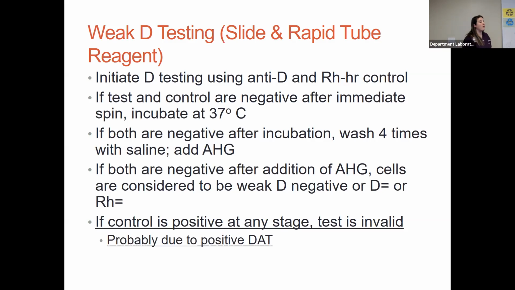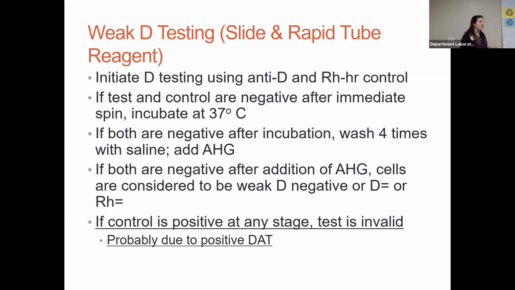If your control is positive at the AHG, what that means is, think about what we're using. We're using patient cells combined with AHG. What test does that sound like? Not the IAT, that is your DAT. So if you're adding AHG and you get a reaction, what does that mean?